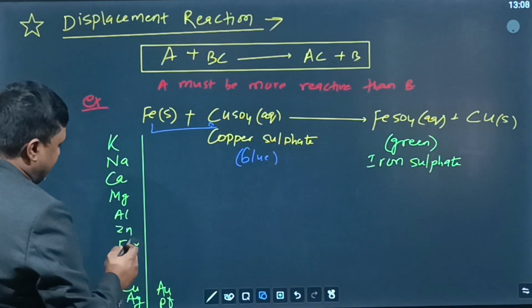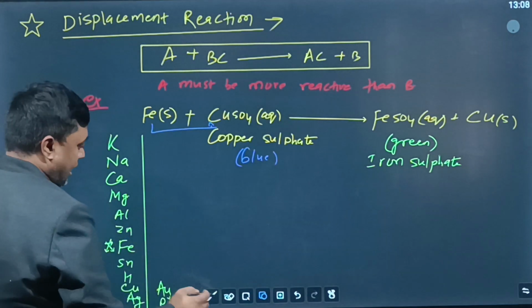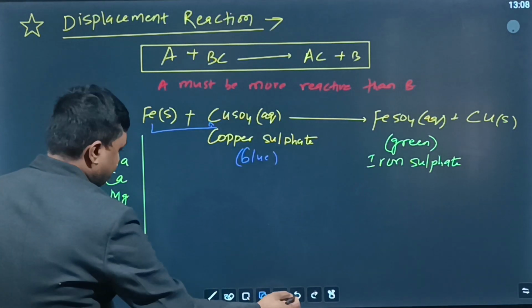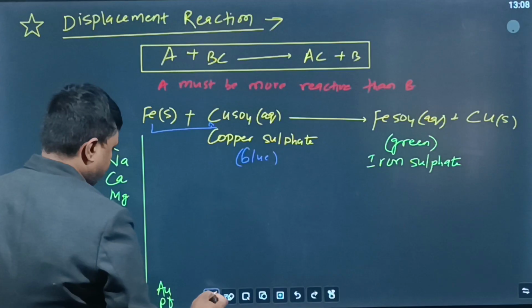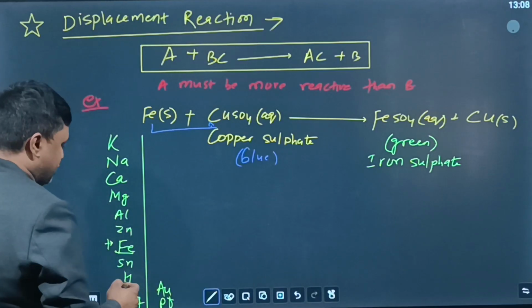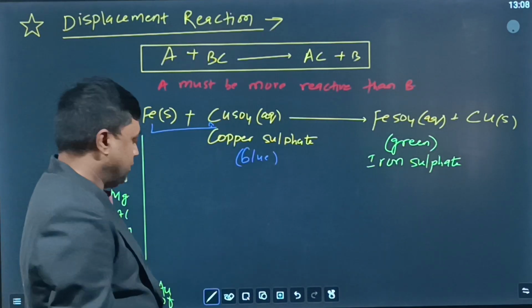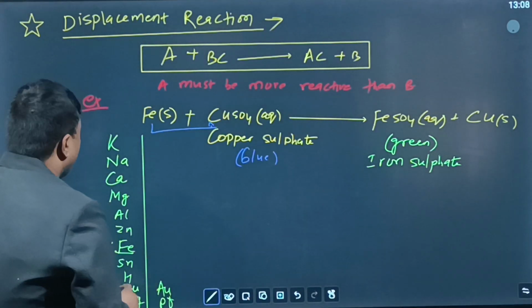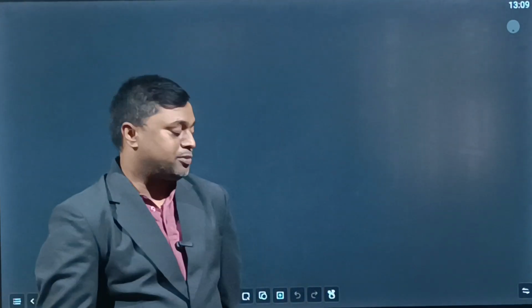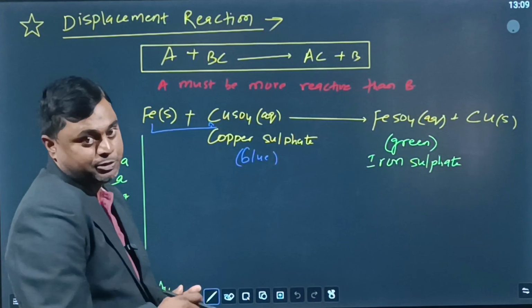So you can clearly see iron is there, which is up in the series, more reactive than copper. That's why it will displace the copper from the solution. Is it clear? Displacement reaction is of two types: one is single displacement, the other is double displacement. What we discussed is a single displacement reaction.